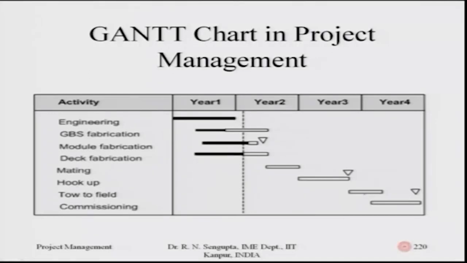This is a very simple example of a Gantt chart. The first column on the left has the activities, and the time frames are shown in the blocks. The time frame can be in weeks, minutes, years, or months, whatever it is. For this, the year concept has been used. If I am trying to build a very big project, the engineering and design work will take a lot of time, about 1 year, as shown by the black horizontal bar.